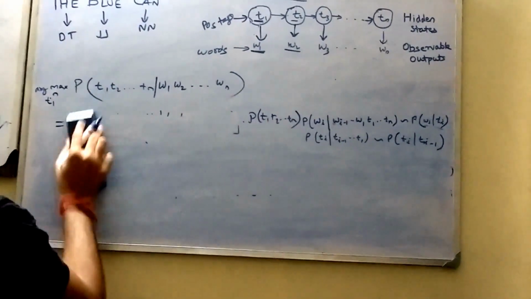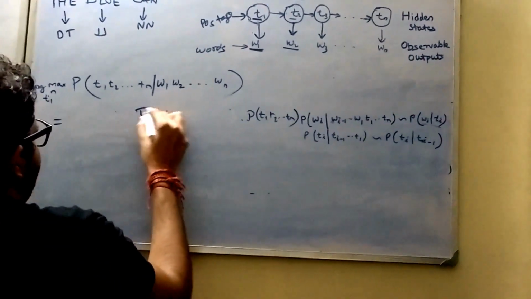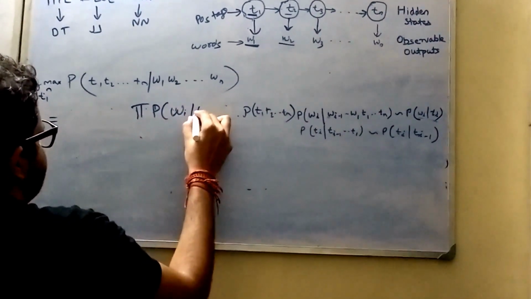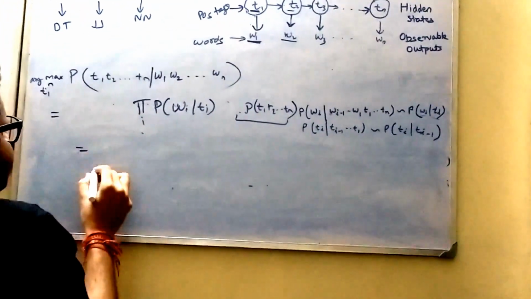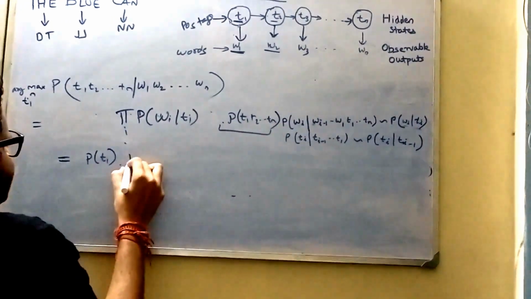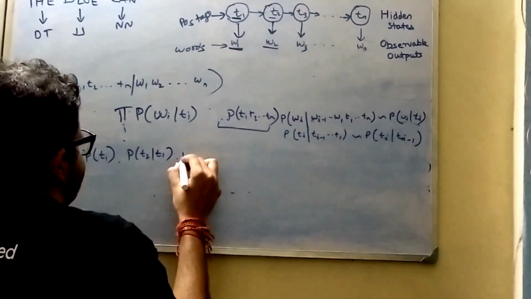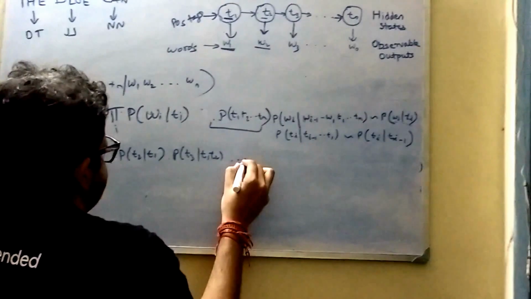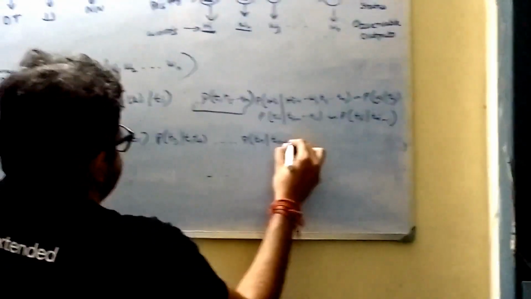Now we will evaluate the second part of the equation, that is probability of t1, t2 till tn. This can again be written by product rule of probability as probability of t1 times probability of t2 given t1 times probability of t3 given t1, t2, so on and so forth for probability of tn given tn minus 1, tn minus 2 till t1.